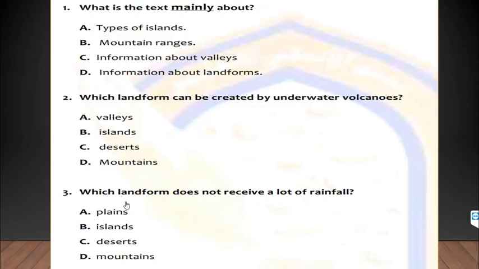Right now, read the multiple choice answers, and now try to choose the correct answer. Now, right, excellent. The answer is information about landforms. So this is the first time that we have just learned the main idea, the skimming task, what the text is mainly about.